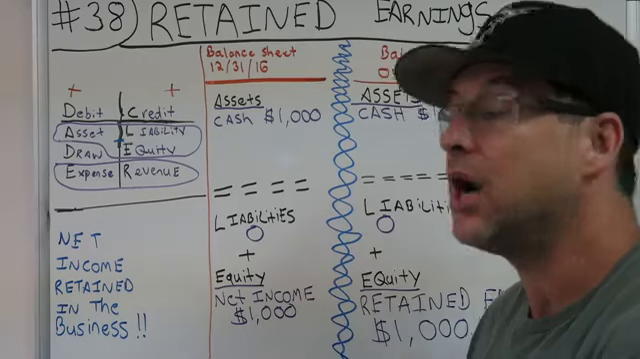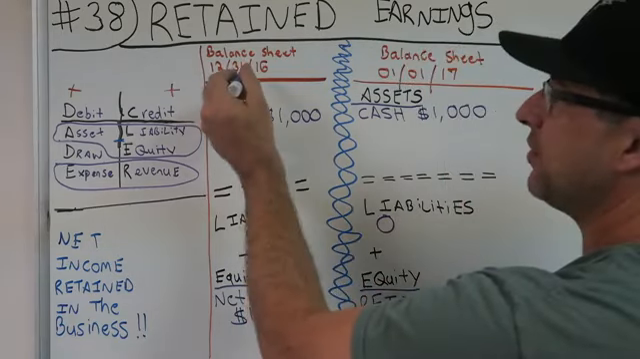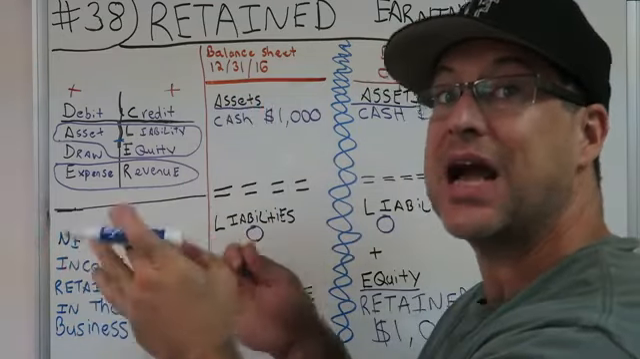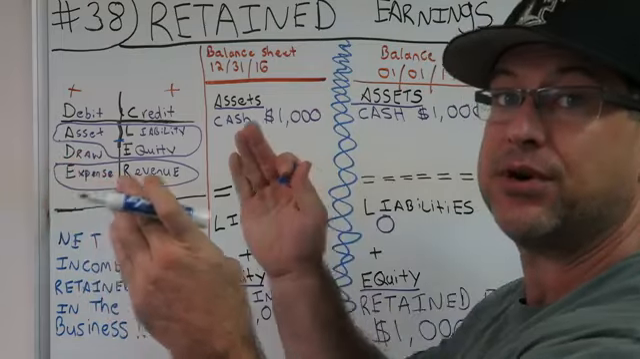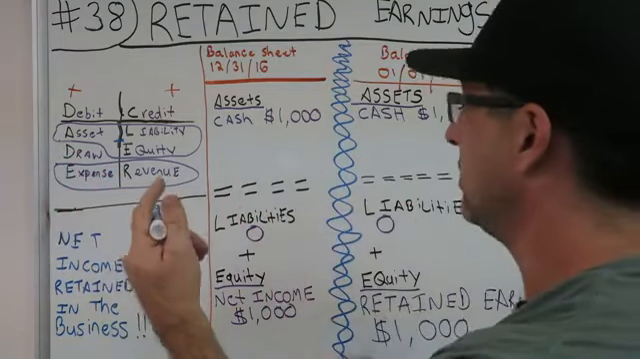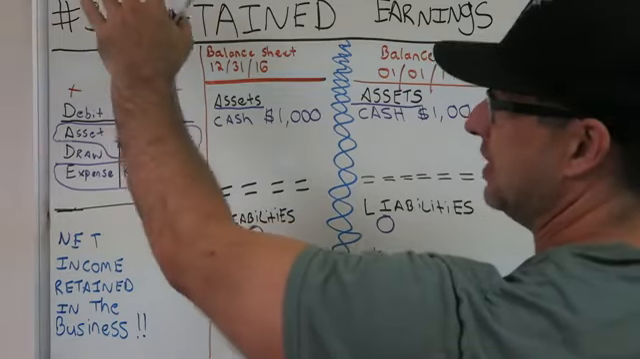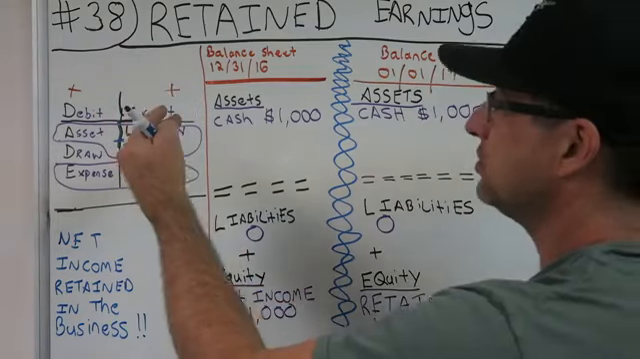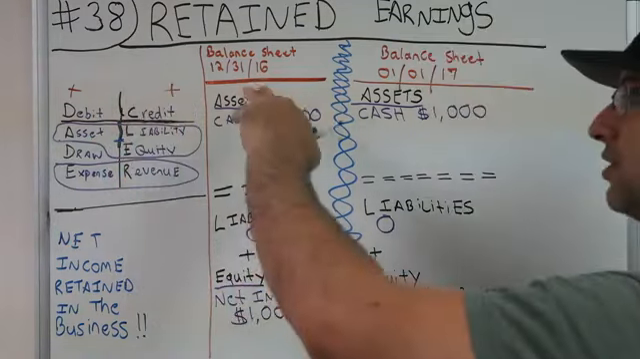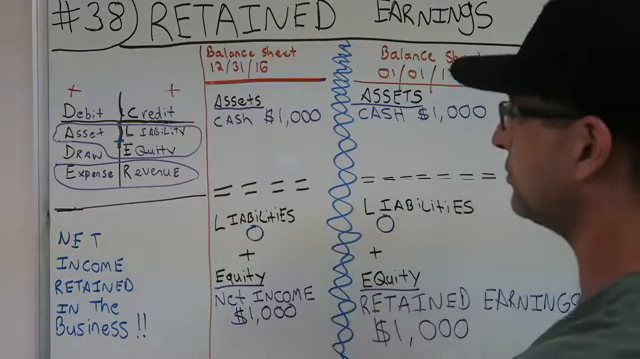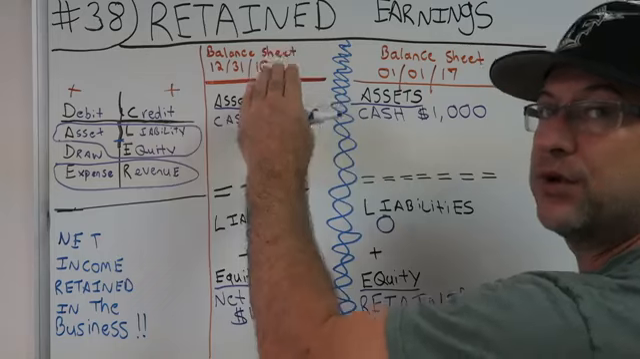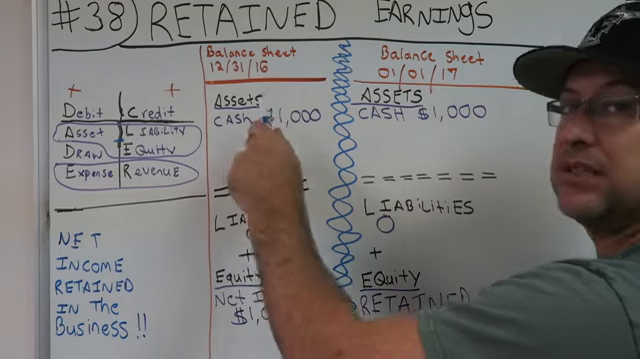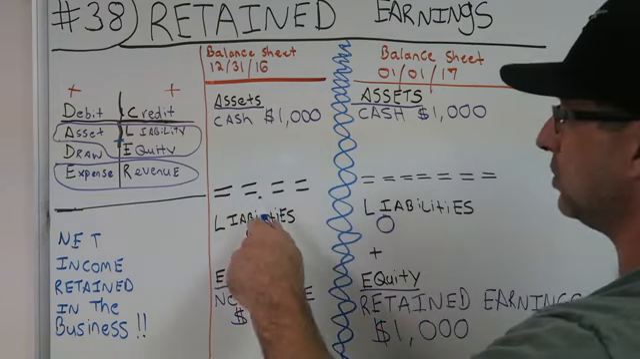Now accompanying this 12/31/16 last day of the year balance sheet is an income statement for the entire year, January 1st through December 31st. That income statement, which I don't have here, had a net income of $1,000. So we learned net income from the income statement transfers over to the balance sheet. Let's look at our balance sheet at 12/31/16. We have cash of $1,000. That's our asset.